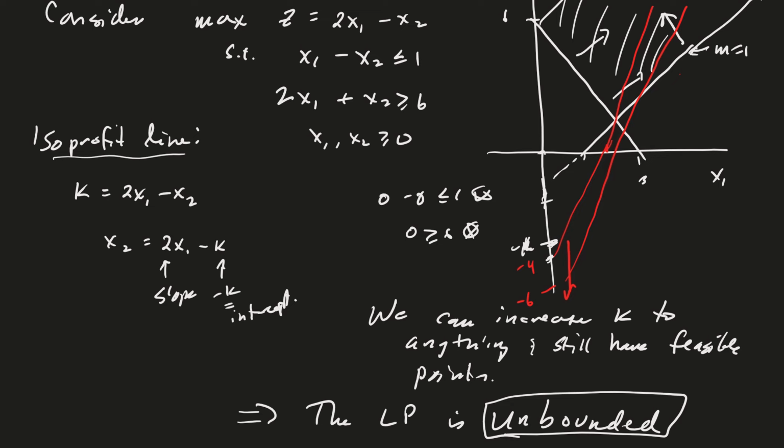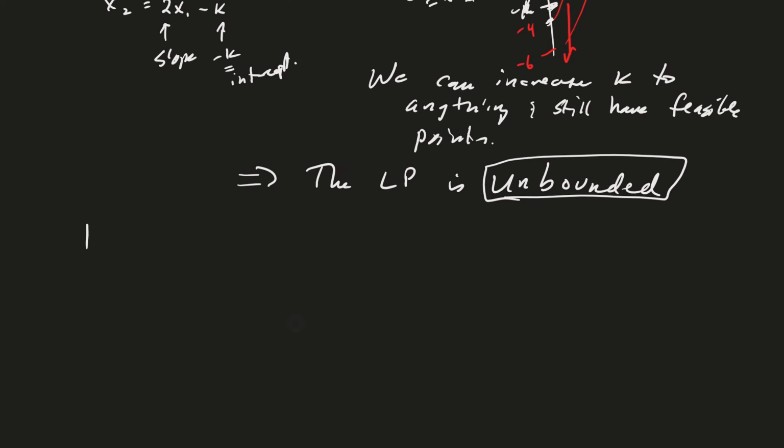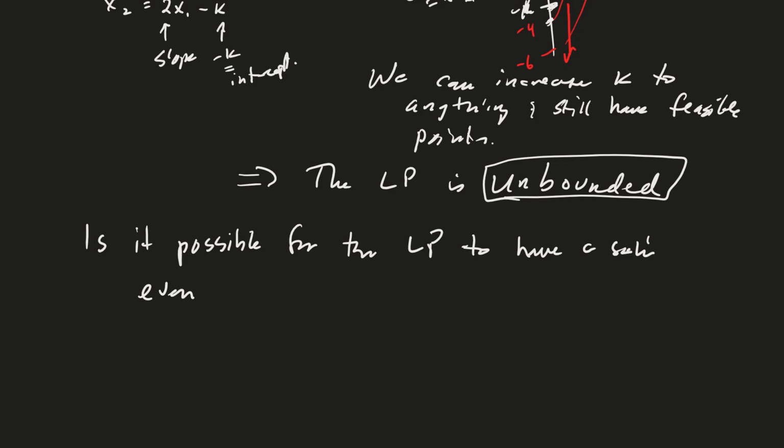Good. Now, one question that always comes up is the following: is it possible for the LP to have a solution, even if the feasible set, the region, is unbounded, like our example?